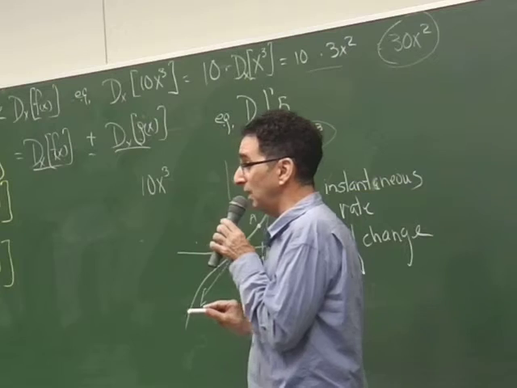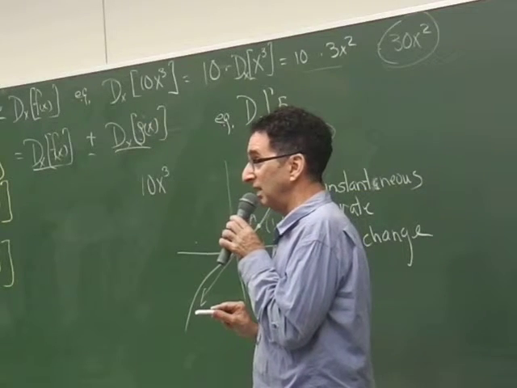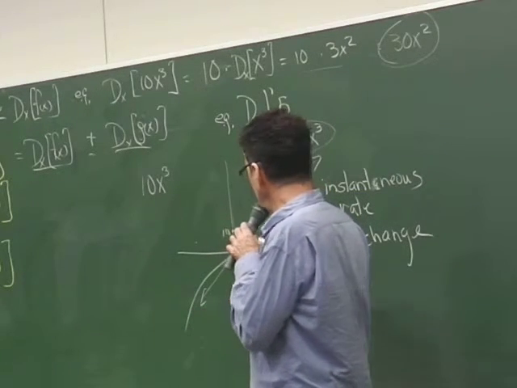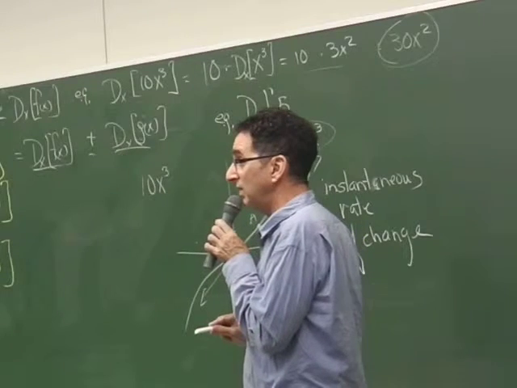Well, I already checked what it was at A. And what was it? 30. So what is it at B? How do I check that?